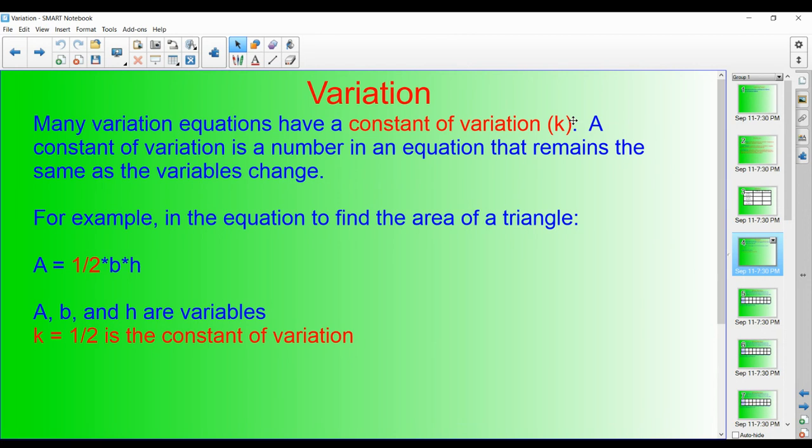We also have to look at this concept called the constant of variation. So constant of variation is a constant in a formula that stays the same as the variables are changing. So it's the only part of the equation that stays the same. So in this case, for area of a triangle, area equals 1/2 base times height. I don't care what the base or the height is. Those help to determine the area, but this 1/2 is always in our equation. And that's the constant of variation.